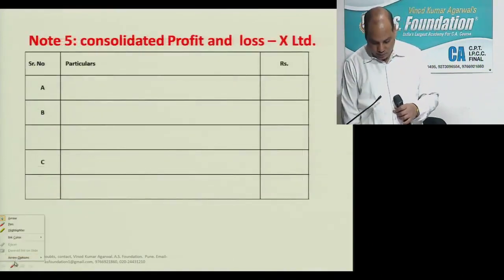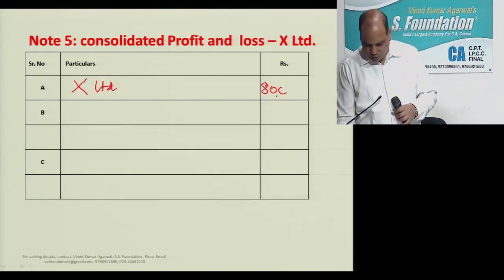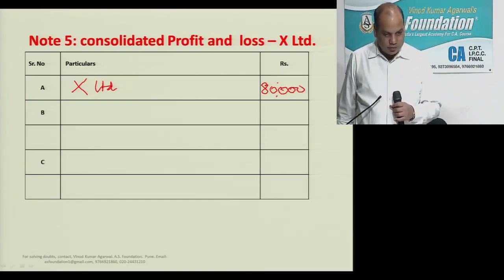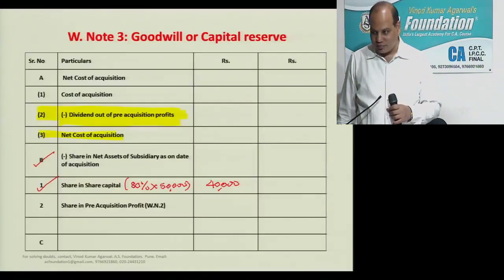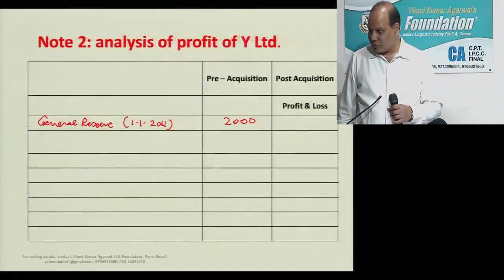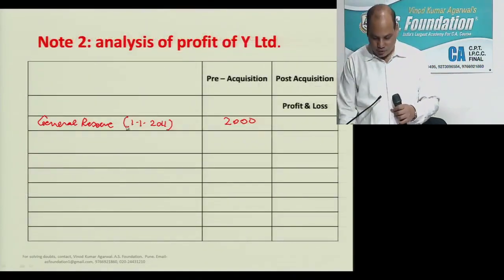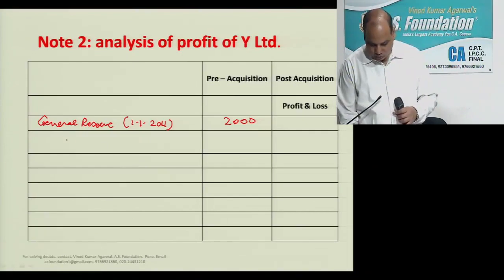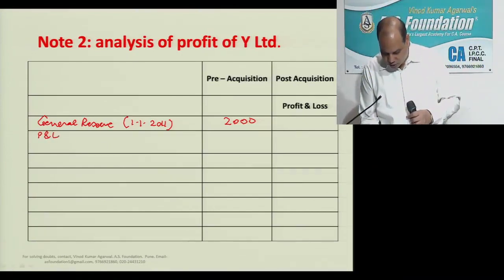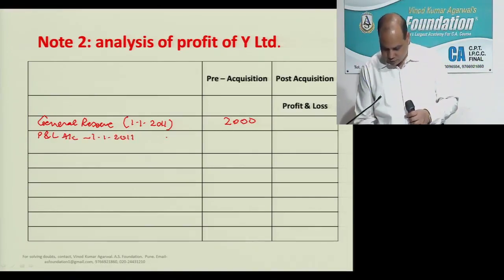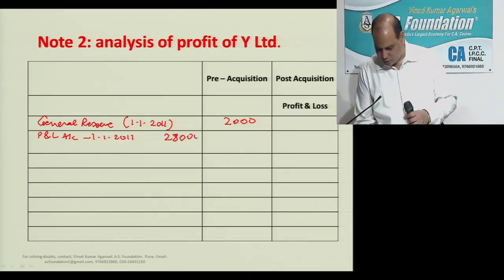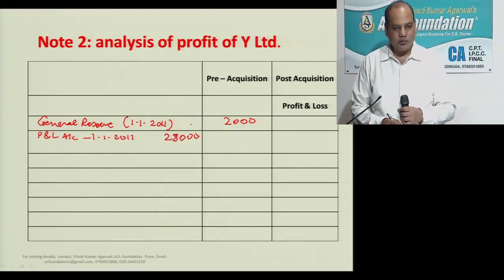Write down yourself, point number 8. X Limited 80,000. Y Limited 36,000. But that 36,000, you prepared one P&L account in your discussion? Yes or no? How will you present it? See on the screen. You first write like this: P&L account, balance on 1/1/11, 28,000. This is there in your balance brought down.